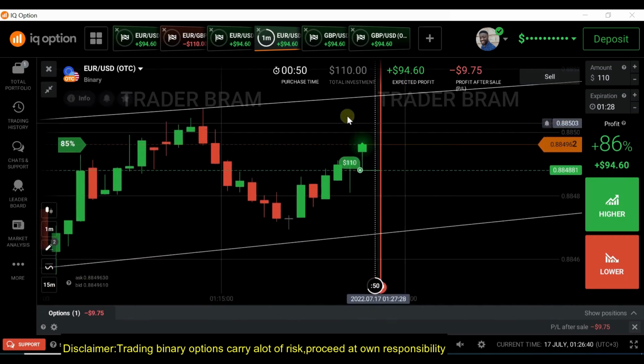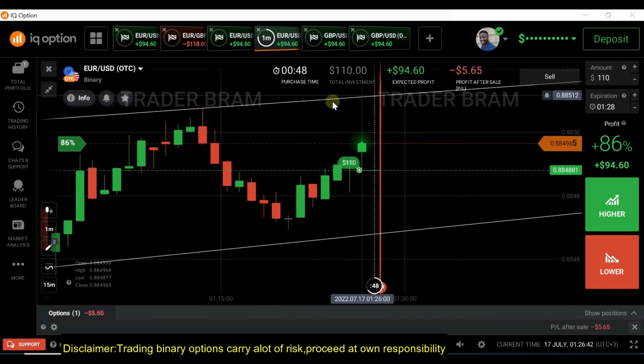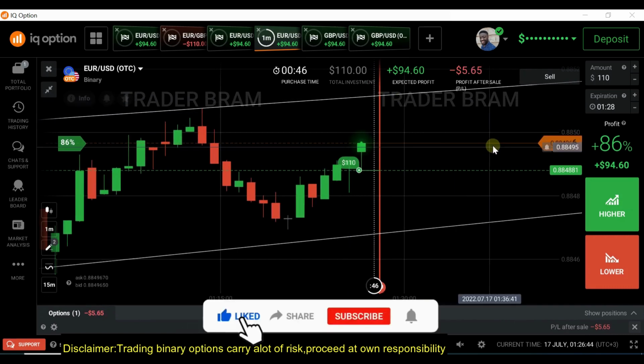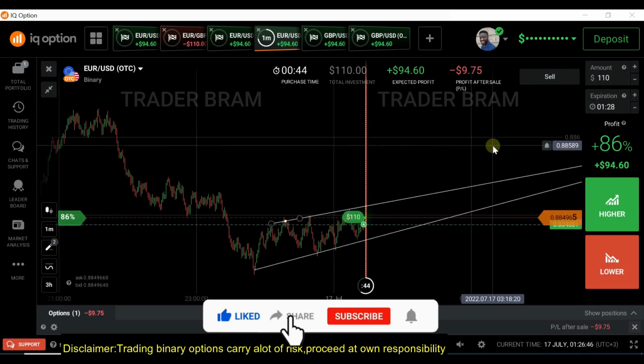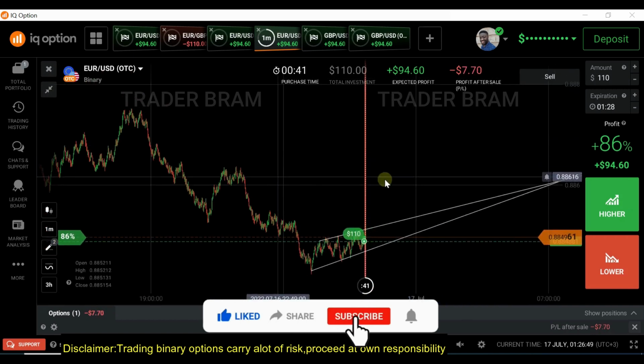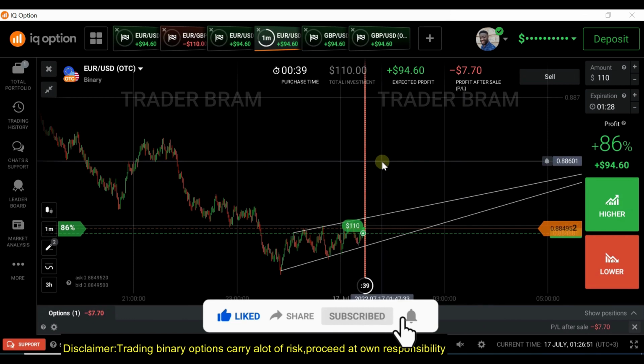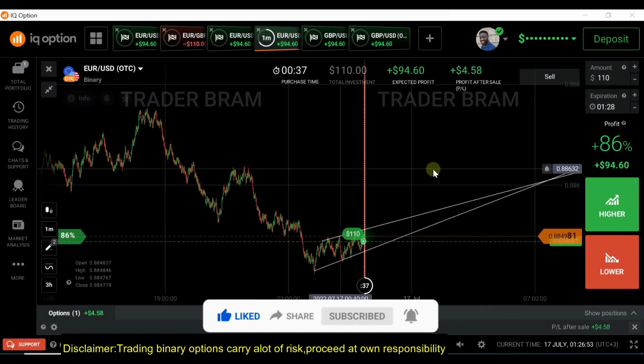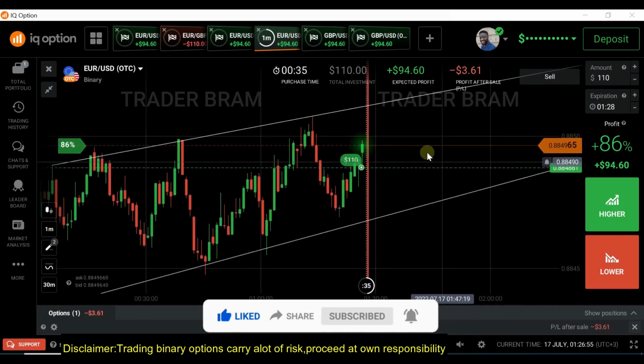For any possible reversal, we expect it on this upper trend line. So always understand your trend, as I've told you. Despite checking on the major trend, always analyze your minor trend.